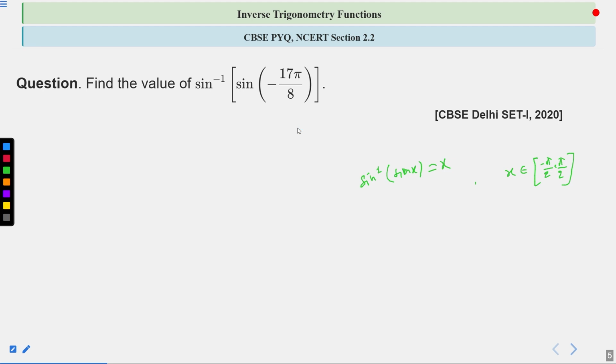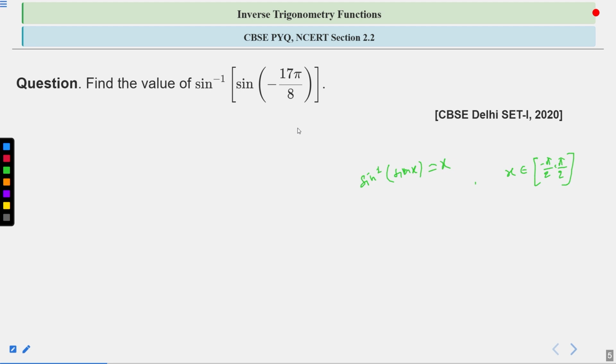So we will try to do a certain calculation with sine of minus 17 pi by 8, so that the angle which comes with the sine lies between minus pi by 2 to pi by 2. Clear? So we have to apply certain conditions for sine theta. Clear? In such a way we can try to approach this question.